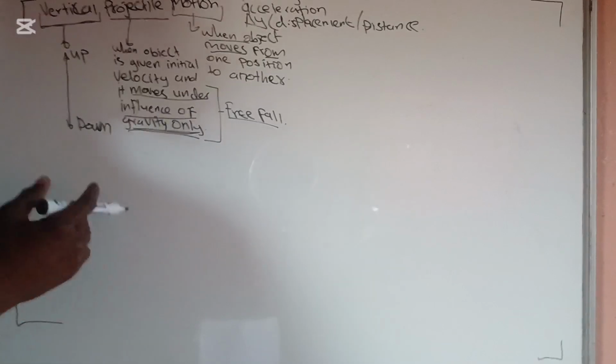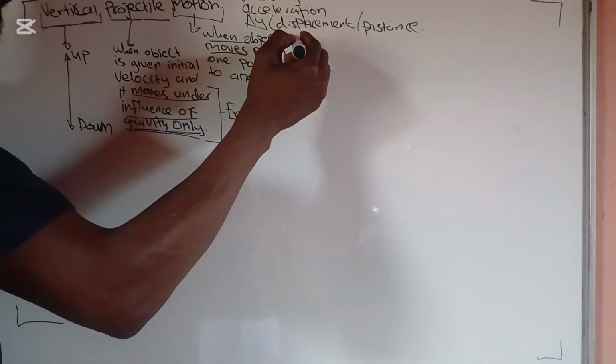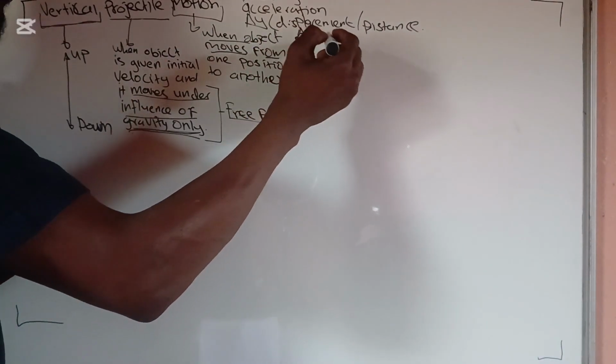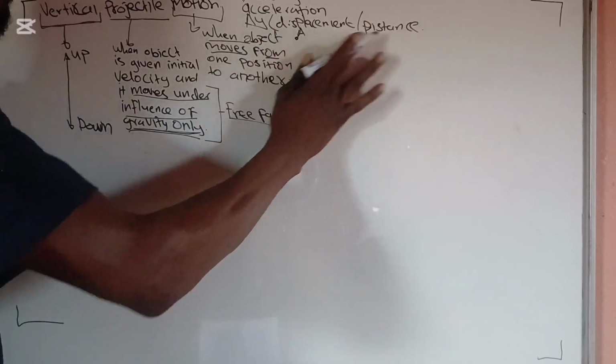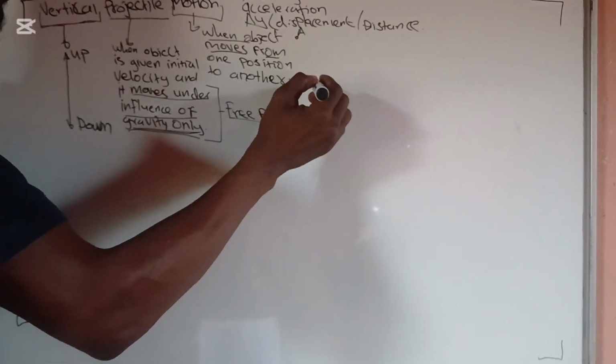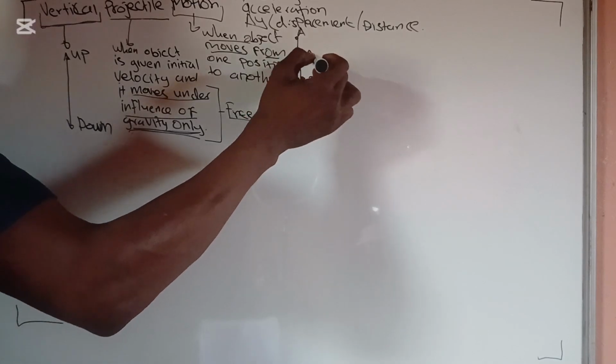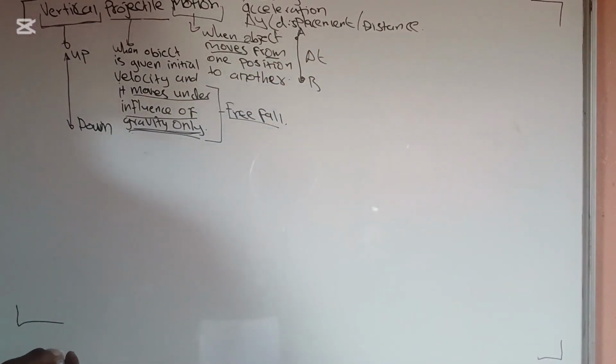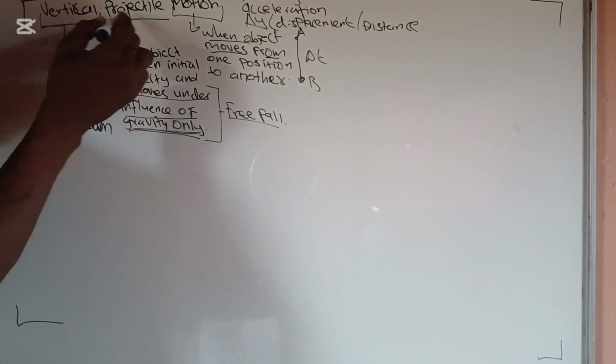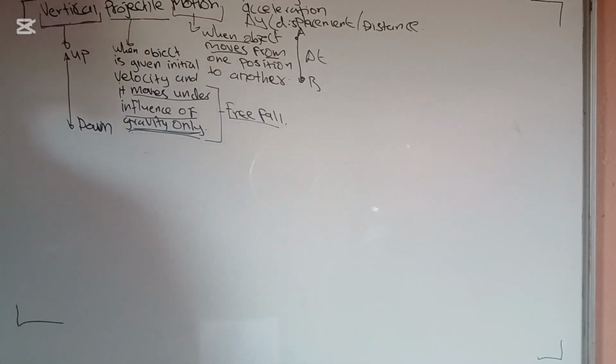Now, an object can move from point A to point B, for example, a vertical projectile to point B. So time will also be involved. So now we understand clearly what vertical projectile motion means.